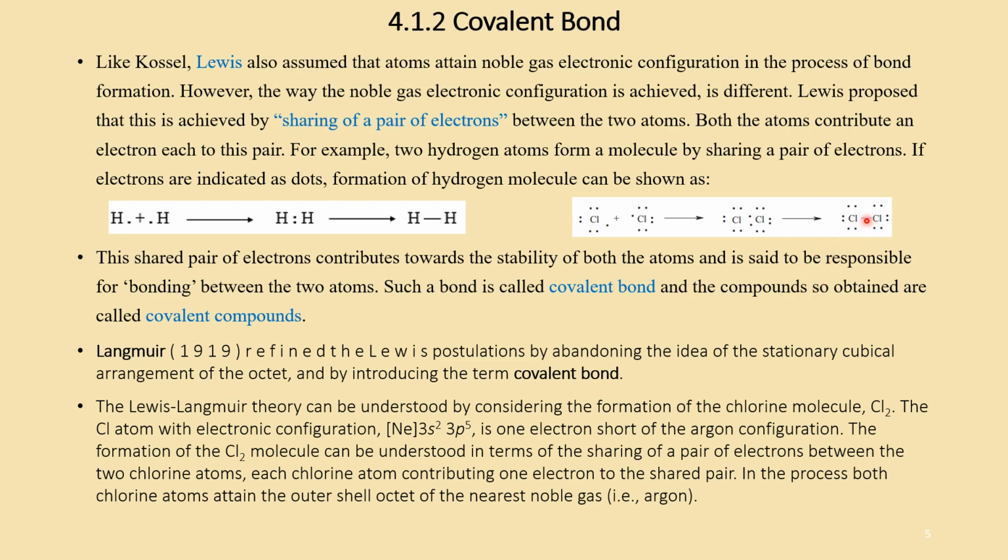This is bond. This dashed line is called bond. And we will study about this bonding and Lewis structure, Lewis dot representation in the next slide. Lewis symbol.